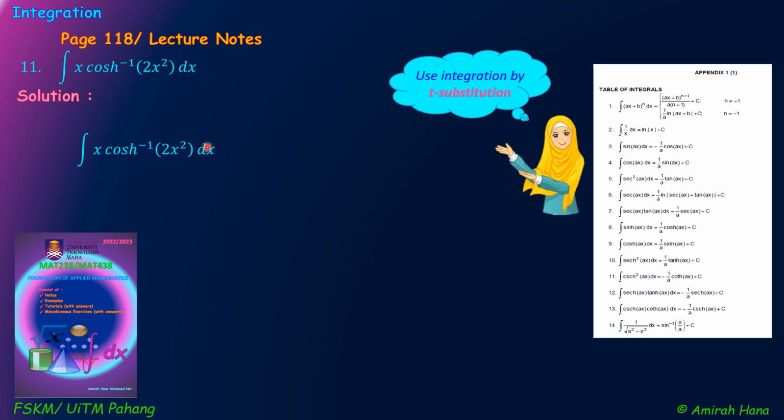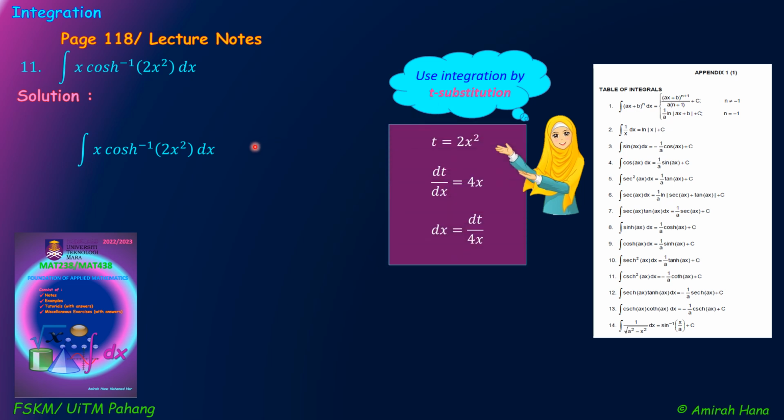But in this case I use t first. Why do I use t? Because if you look here, the working looks quite long. So I use t first. It is the same as u substitution, just using the variable t. So from here, our t equals 2x squared. Every time we use u substitution, in this case t substitution, we need to find the derivative, which means we differentiate t with respect to x. So we get dt over dx equals the derivative of 2x squared, which is 4x.